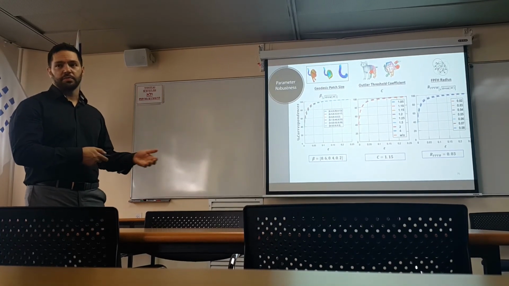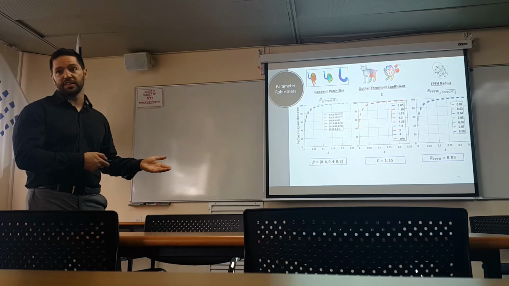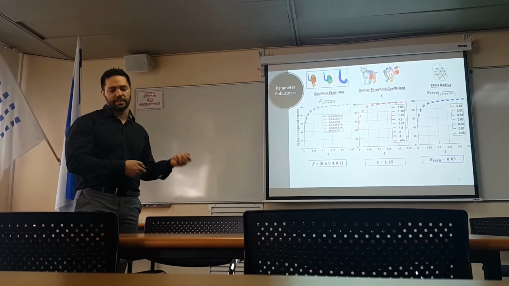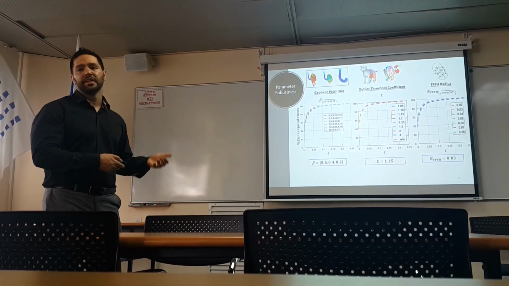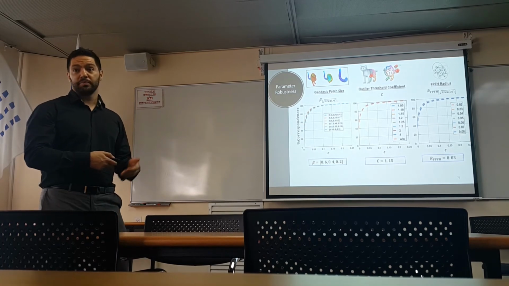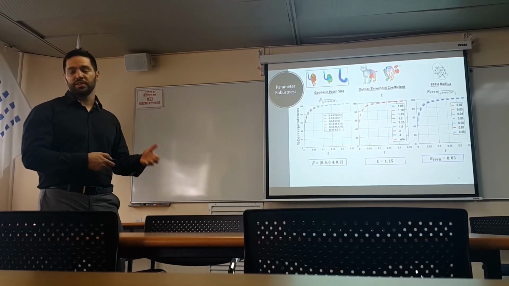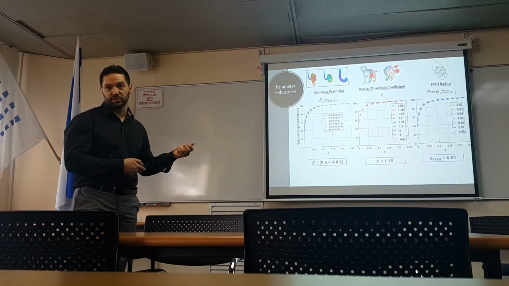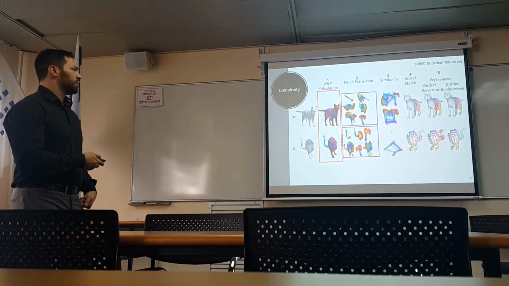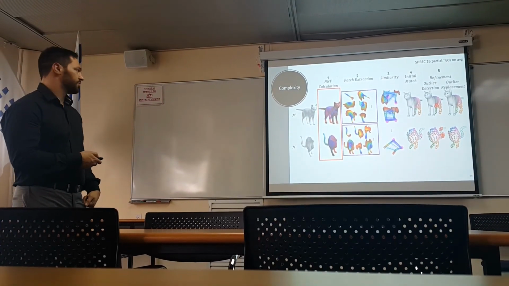Again, at most 3% between the curves here. So it's pretty robust to the choice of different parameters. It has a lot of them, but any reasonable choice will get a good result. Okay. What about the complexity of the method?